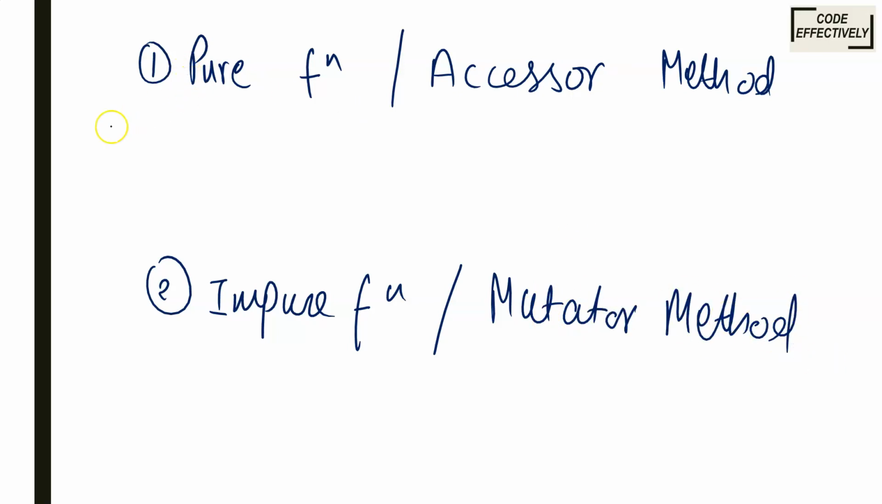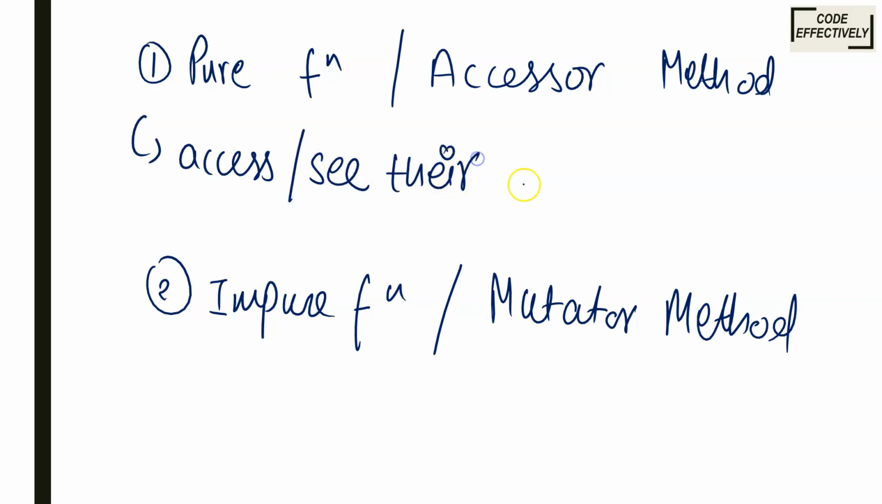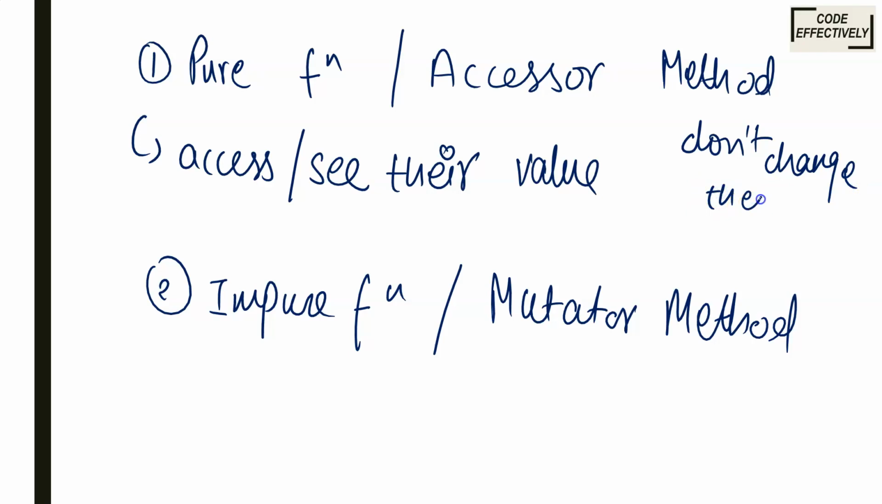In pure functions you can do only one thing. You can just access them, or just see their values or their current state, but you don't change their values. That's why they are known as pure functions, because they just see their values and come back.